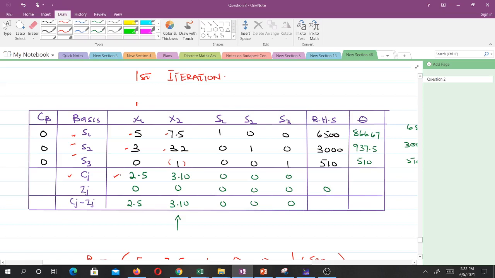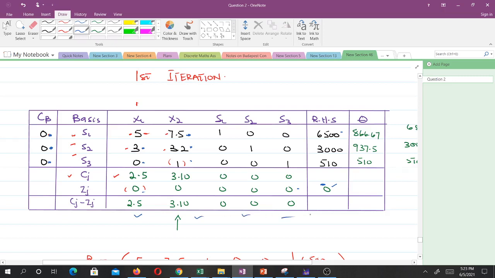So to get our ZJ, for this one, for instance, it will be this times this plus this times this plus this times this, and that will be 0. And here it will be 0 times 7.5 plus 0 times 3.2 plus 0 times 1, which will be 0. So if you compute all of them, they will be 0. And to get the functional value at this iteration, it will be 0 times 6,500 plus 0 times 3,000 plus 0 times 510, which will be 0. And when you do ZJ minus CJ, you get what you can see here, okay?